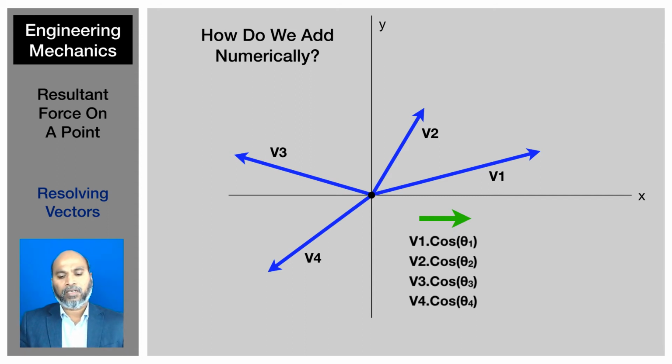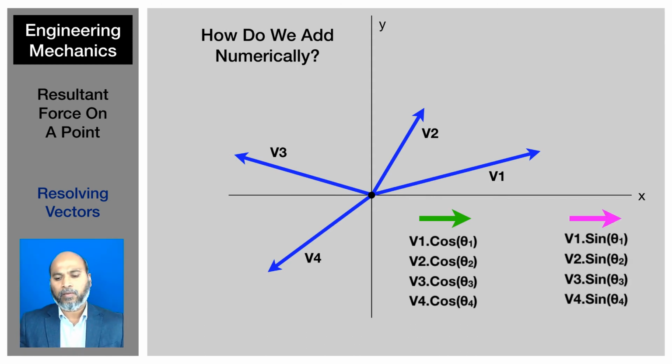You take the magnitude of the vector V1 and multiply it with the cos of theta, the angle that it is making. So V1 cos theta 1 is the x component. So take the cosine of the theta that the vector V1 makes with the x-axis. And similarly, if you want to get the y component, you need to multiply the magnitude of the vector with the sine of the theta. So V1 sine theta 1 is the y component. Calculate all the x components, calculate all the y components.